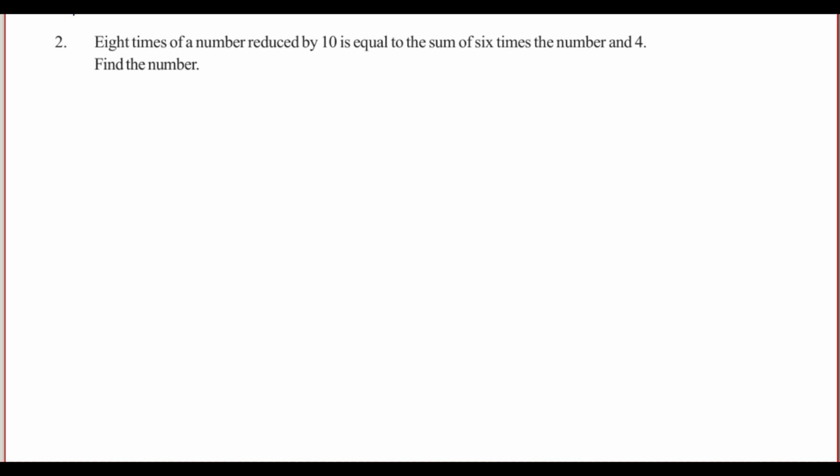Now we are going to discuss the second problem from exercise 2.4. Let us observe the question. 8 times a number reduced by 10 is equal to the sum of 6 times the number and 4. And we are asked to find that number. Okay, so that means what?